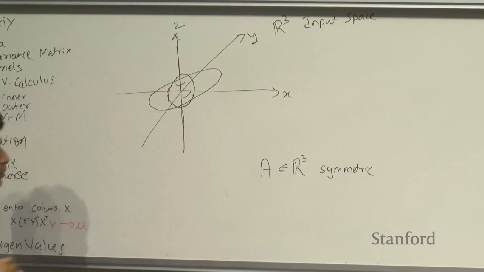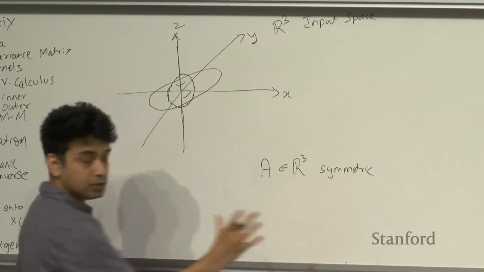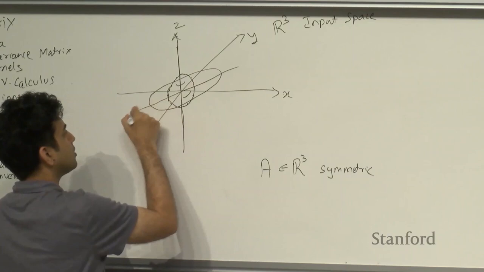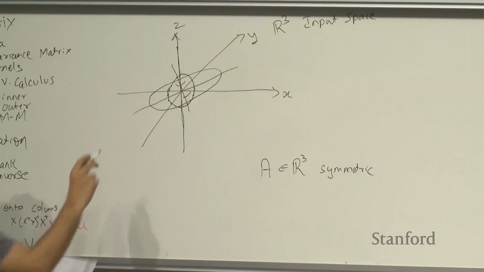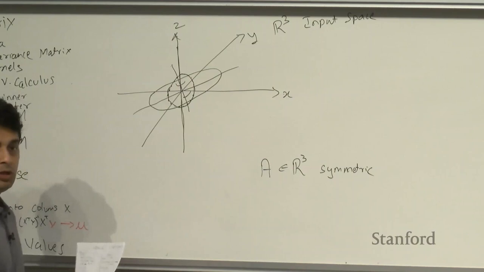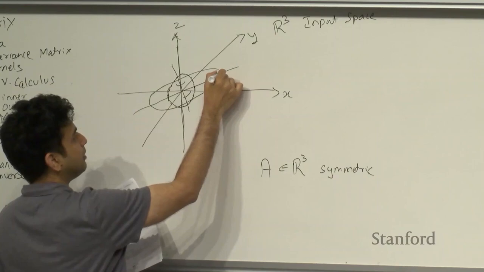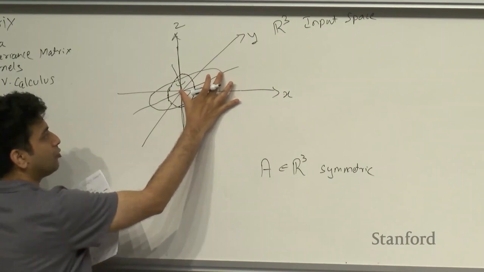At this point, we are still talking about symmetric square matrices. The principal axes of this ellipse are the eigenvectors of A. So the longest axis is going to be the eigenvector corresponding to the largest eigenvalue, because points along these axes on the input sphere will get mapped to a point along the same direction, but at a different distance from the origin. And the ratio of the output distance from the origin to the input distance is the eigenvalue corresponding to the eigenvector.